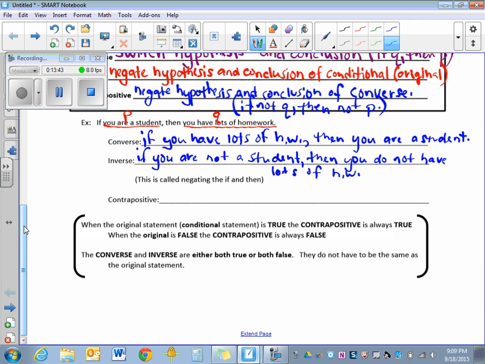So contrapositive. If you do not have lots of homework, then you are not a student. So notice we switched them and we negated them. So if you do not have lots of homework, then you are not a student.